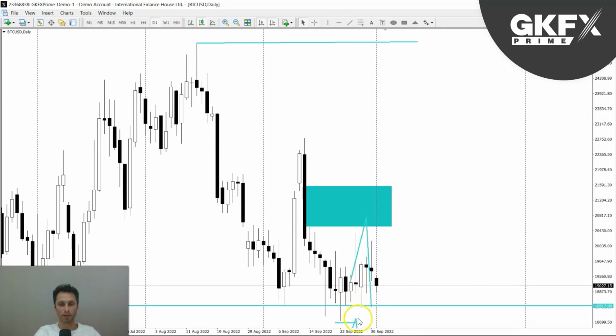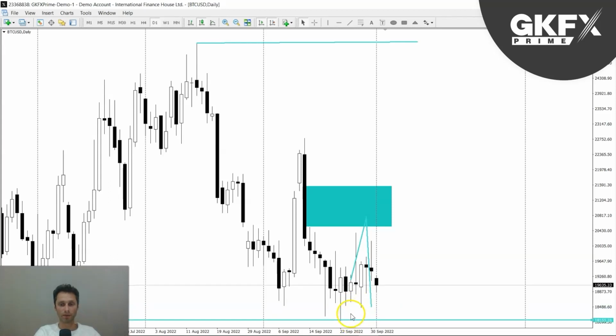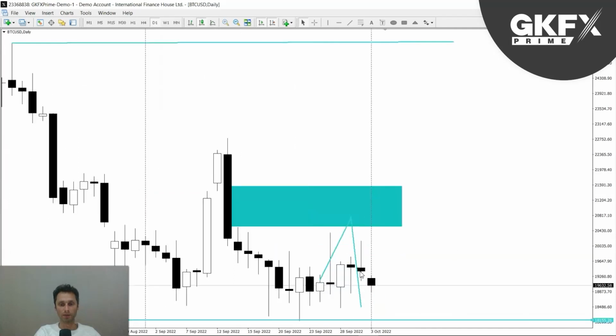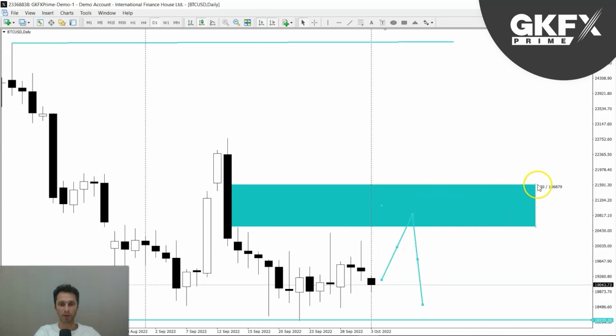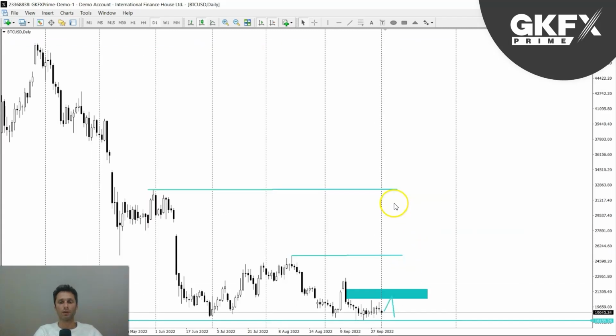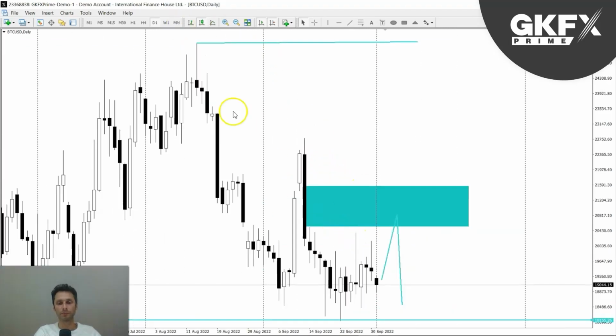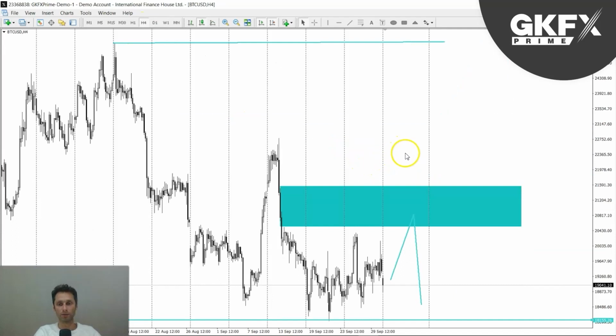So let me just delete what we looked at previous week. And I still favor the same scenario going down lower still. So with this scenario, still the same thing. Let's just expand that out. So that's still the same thing that I'm expecting. These are the daily candles. Let's look at the 4-hour.